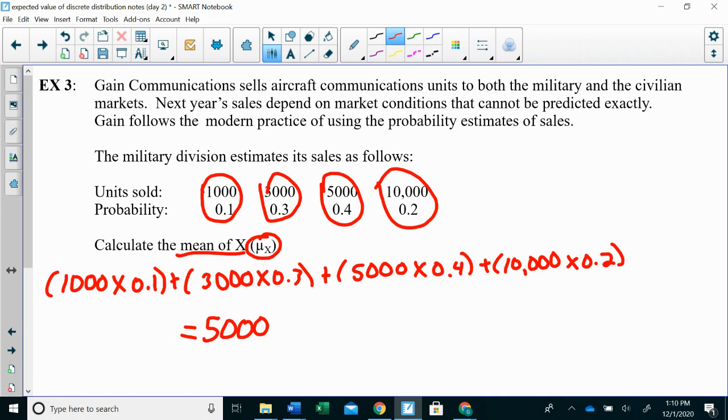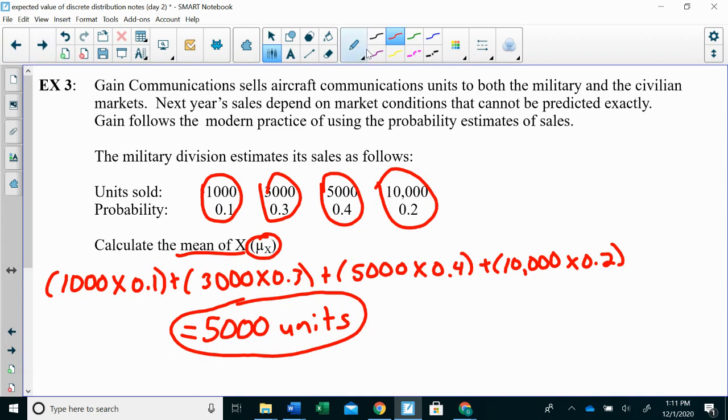What that means in the context of this problem is that Gain Communications should expect to sell about 5,000 of their communication units in the military division. If they sell less than 5,000, then they did not meet expectation. If they sell more than 5,000, then they exceed expectation. So that's where this falls into the business world. This gives companies an expectation of what they should be able to do based off of past experiences or based off of estimates of sales. It's a practice that is used in the business industry.